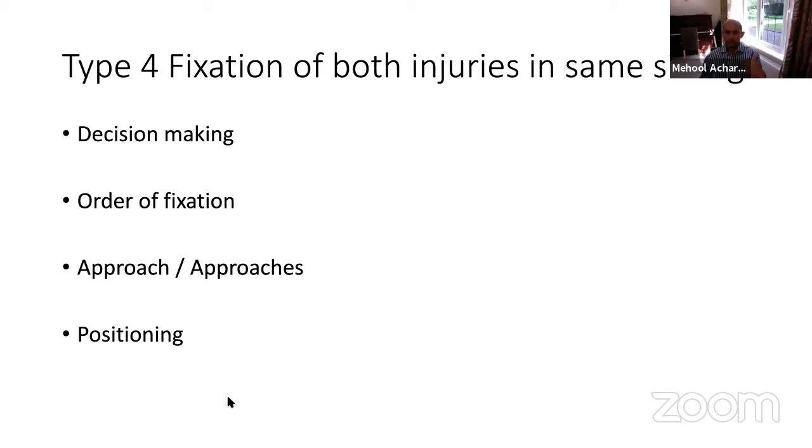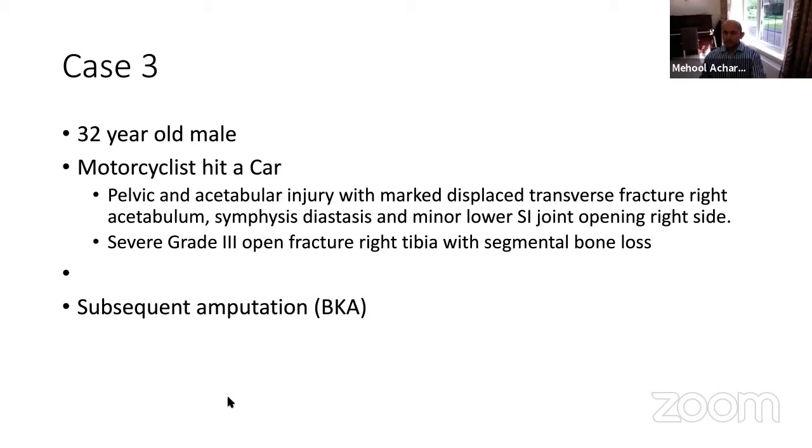So I'll try and illustrate this through another case, through the last case. So this is a 32-year-old male, a motorcyclist, again, hit by a car. So he's got a right pelvic and acetabular fracture, a displaced transverse fracture of the right acetabulum. He's got symphysis diastasis and he's got some opening of the right SI joint. He's also got a grade 3 open tibial fracture on the right side with segmental bone loss. So he goes to have his tibia debrided, et cetera, and X fixed, and then he ends up with a below knee amputation actually, sorry, below knee amputation.